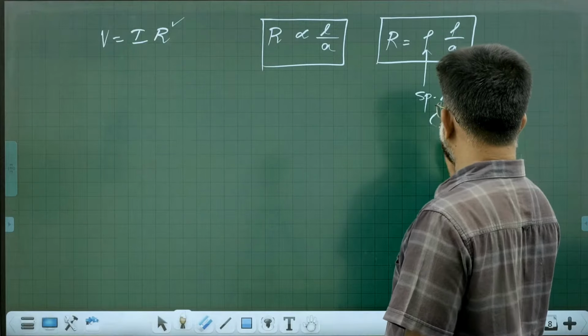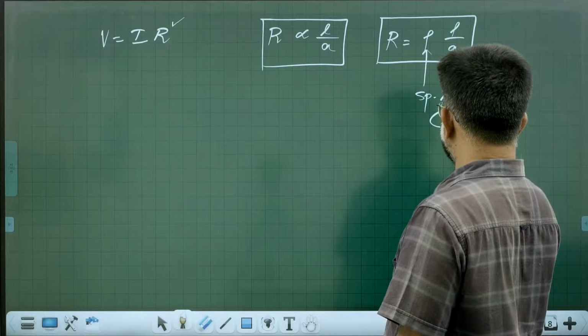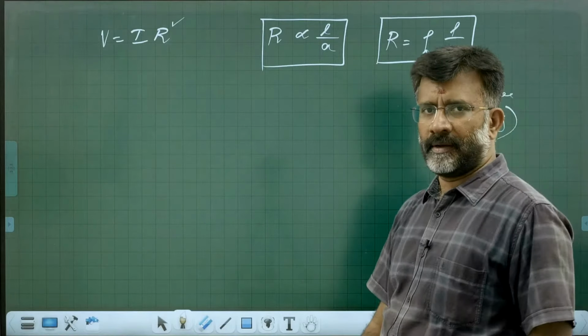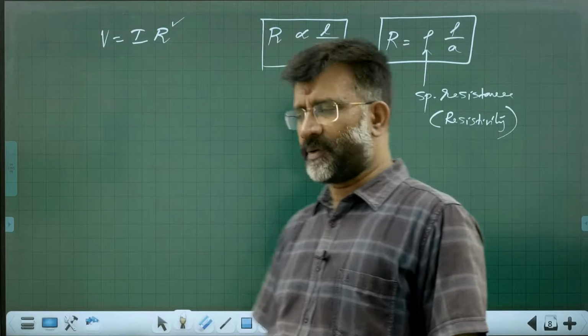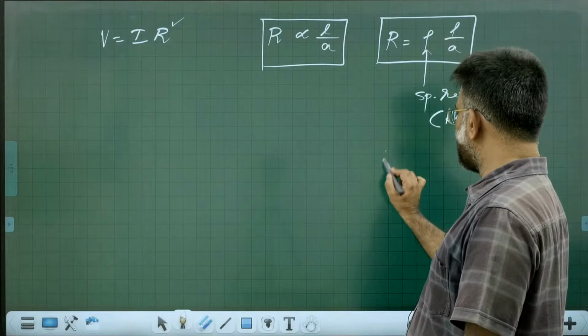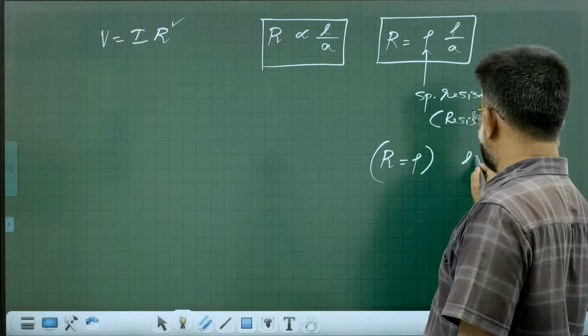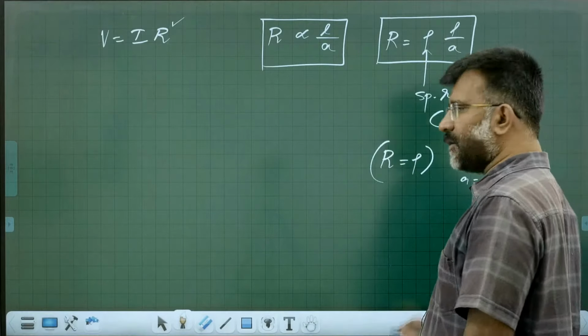Specific resistance is called resistivity. How do you define resistivity? Resistivity is defined as R is equal to rho when L equal to 1, A equal to 1.